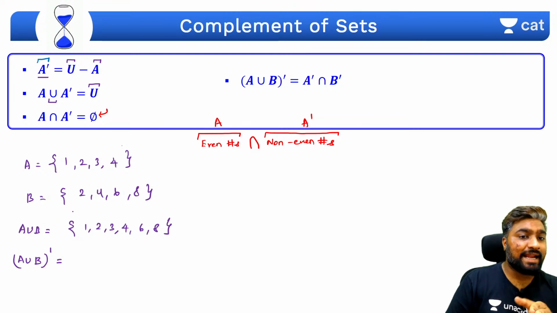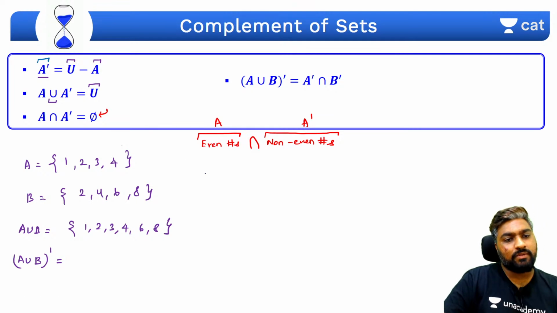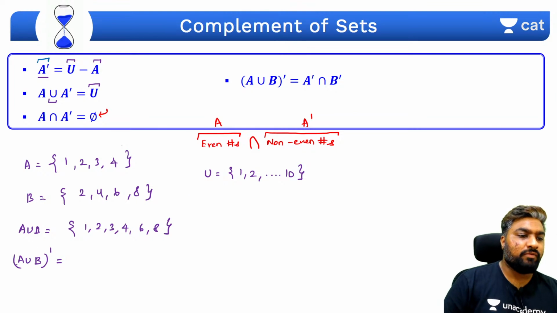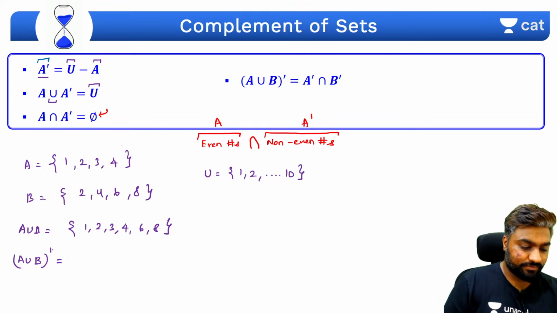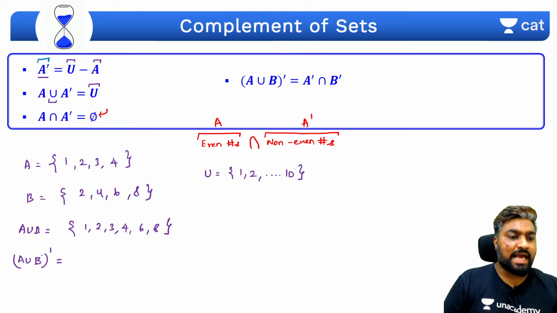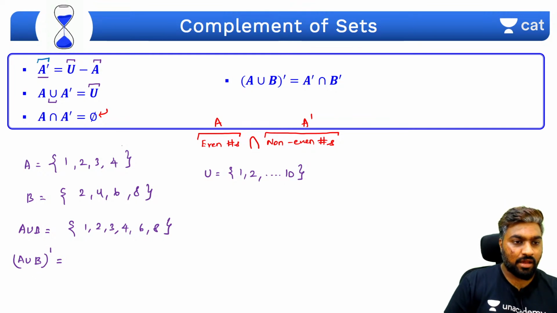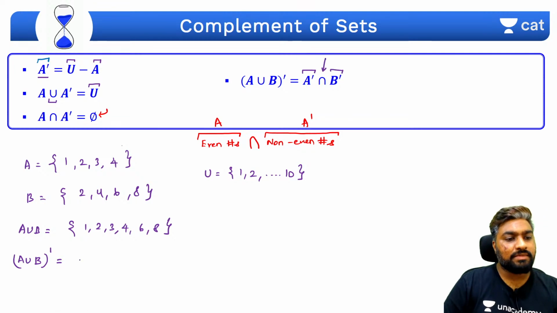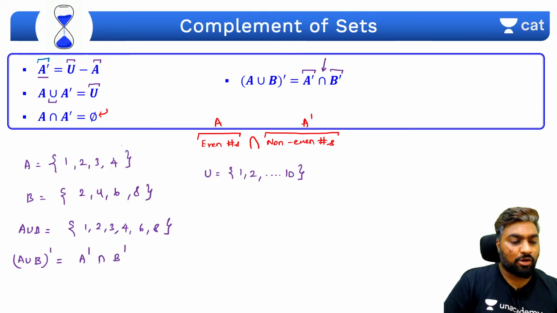It's going to be what? A dash union B dash. So let's say the universal set contains numbers from 1 till 10, 1, 2 all the way till 10. So now quickly tell me, what will be A union B dash? A union B dash, quickly tell me. 1, 3, 6, 8, no. No, so what are we looking at? We are looking at A dash intersection B dash. That means terms that do not belong in A and terms that do not belong in B, common of that.